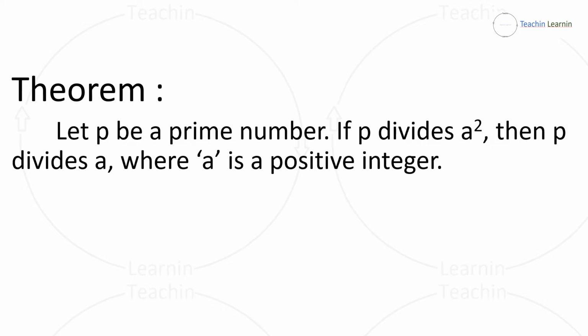Today's topic of discussion is a theorem. The theorem says let P be a prime number. If P divides A square, then P divides A also, where A is a positive integer.